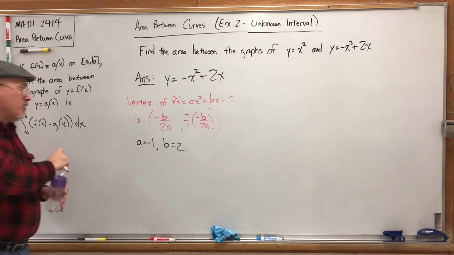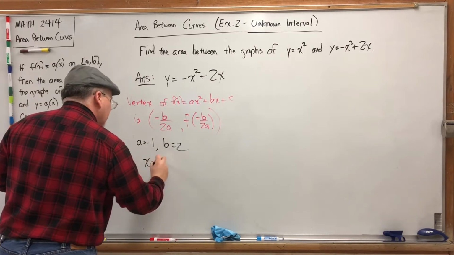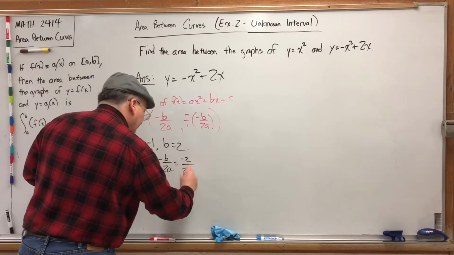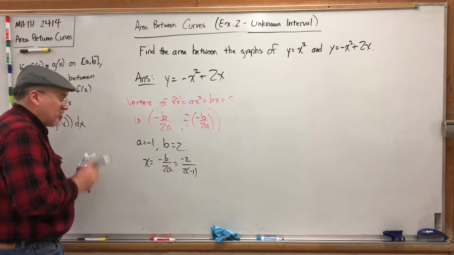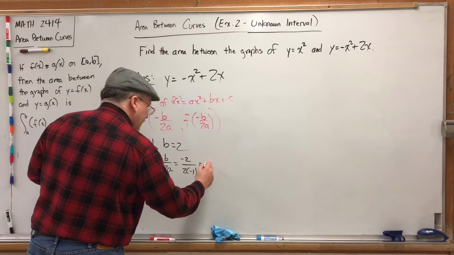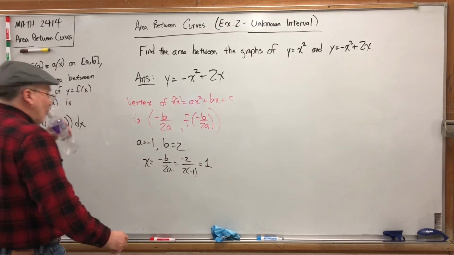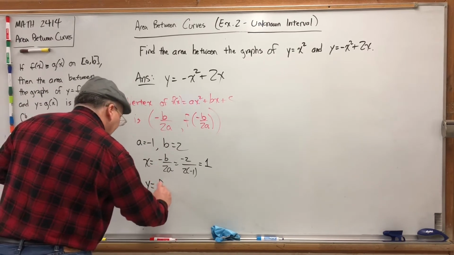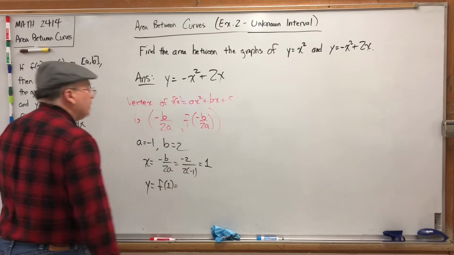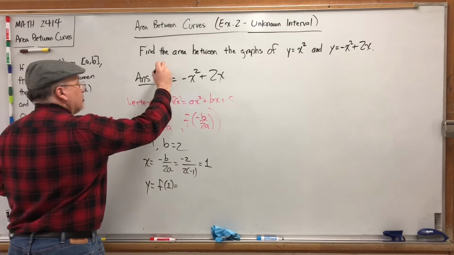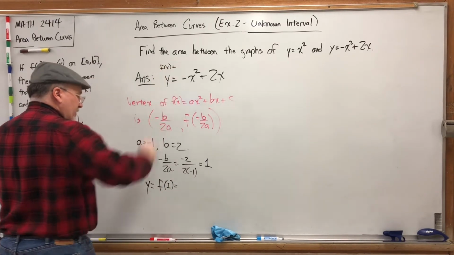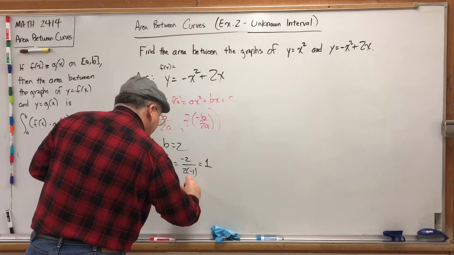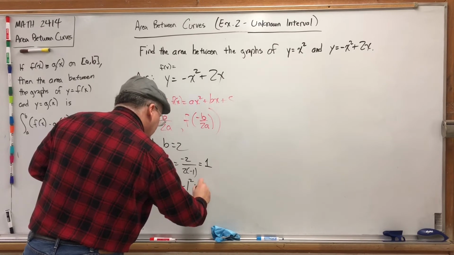And now I can just figure out this x coordinate by setting up x equals negative b over 2a. So negative 2 over 2 times negative 1. Well, that's just negative 2 over negative 2, which is equal to 1. So our vertex is at x equals 1. And to find the y coordinate, I just have to stick that 1 into the function. Now, I didn't call this a function, but let's just go ahead and call it f of x equals so that I can say y equals f of 1. If I put 1 in there, I get negative 1 squared plus 2 times 1.